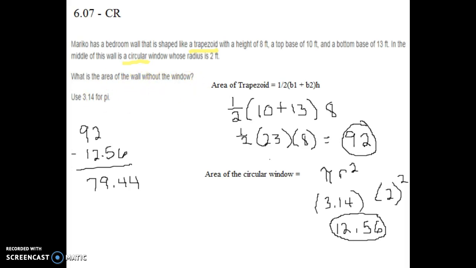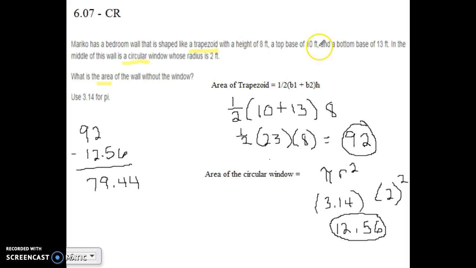All right, so we're going to be talking about area formulas here. And so the area of a trapezoid, if you'll remember, is 1/2 the bases added together, so base 1 and base 2, and the height. So they give us all of the information that we need. And then if we can find the area of the window, if we subtract those two, we'll get the area of the wall without the window.